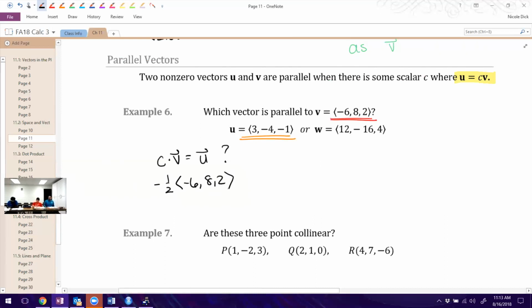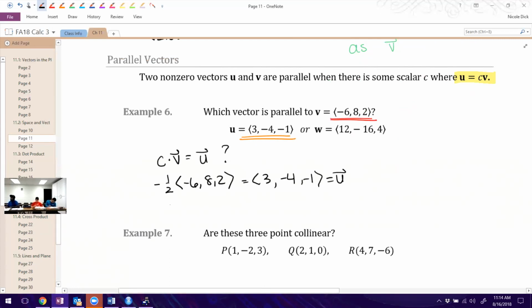Okay, so negative 1/2 times negative 6 does give us a positive 3. We want that. Negative 1/2 times 8 gives us negative 4, which is what we want there. And negative 1/2 times 2 gives us negative 1, which is vector u. So yeah, these two are parallel. They're going in the same direction. We simply are saying that u is shorter than v, and that u is just going in the opposite direction, but they're still parallel. They would lie on top of each other if you started them at the appropriate spots.